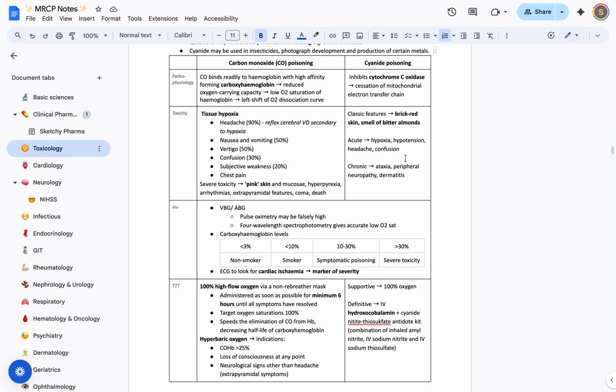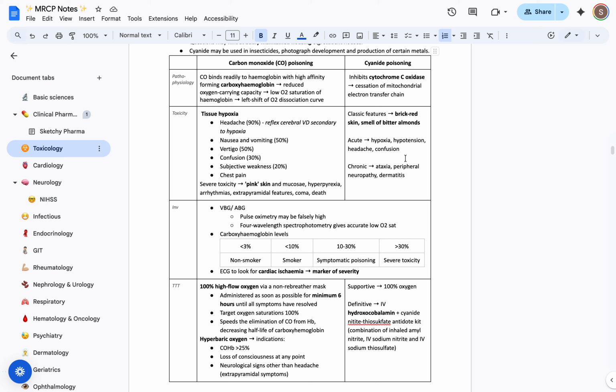Now, how do we manage? We give 100% oxygen, high flow oxygen, through a non-rebreather mask. It's administered as soon as possible for at least 6 hours or until symptoms have resolved. We have a target oxygen saturation of 100%, and this basically speeds up the elimination of carbon monoxide from hemoglobin and makes hemoglobin free so that oxygen can bind to it.